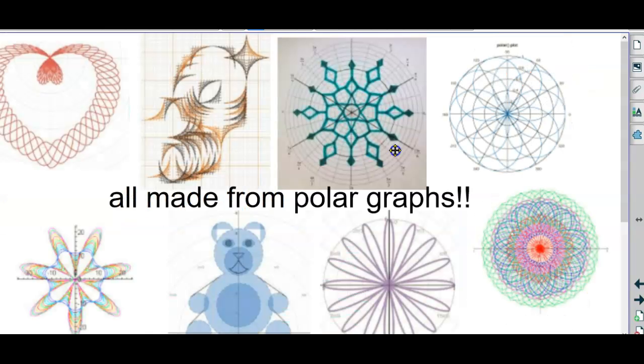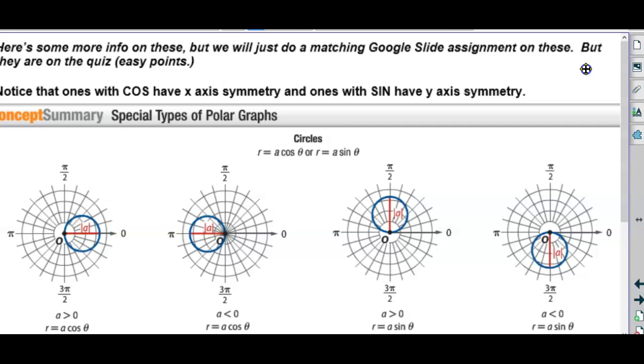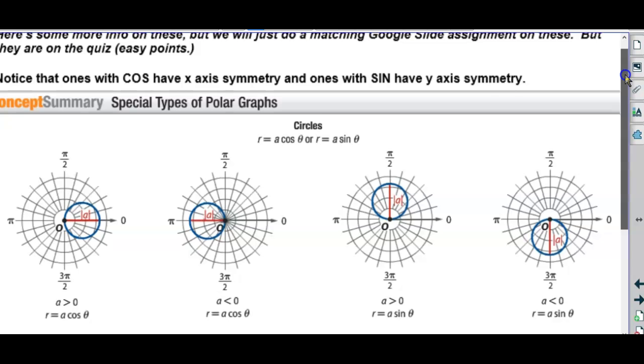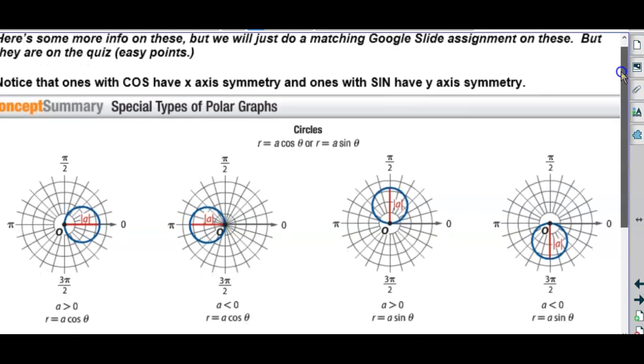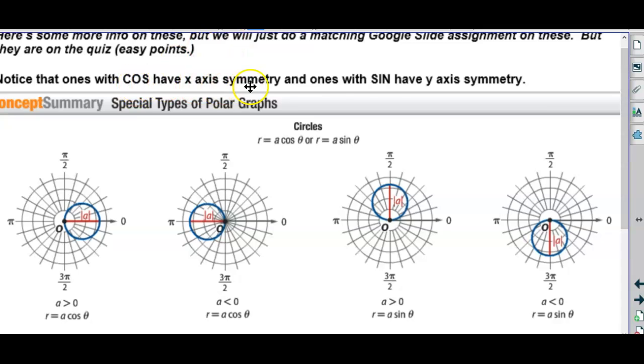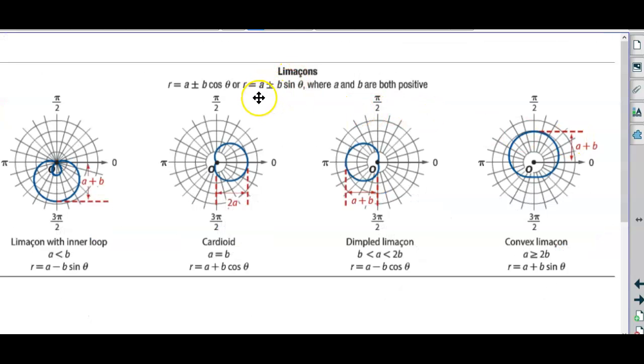So all of this stuff is made from polar graphs. And I think this is the end of the first part of the video. Oh, no, a little bit more here. These are the polar graphing problems, the special ones, okay? It says anything with cosine will have x-axis symmetry, and anything with sine will have y-axis symmetry. And these are the formulas right here that give you circles. You don't have to know this. It's just a reference sheet. Anytime you put 1 plus or minus sine or cosine, you get some kind of limaçon. Some of them are called cardioids because they look more like a heart. They don't have the dimple inside or the inner loop.